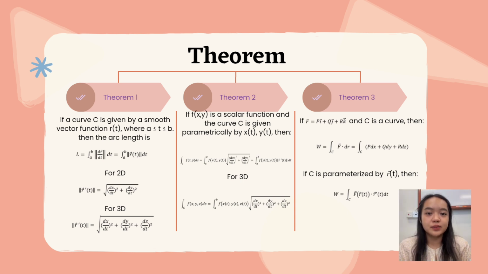For the second theorem, the formula can be written as this. The third theorem is for work done by a vector field. The work done by a vector field F along a curve can be written as this. Scalar line integrals are used to calculate quantities like mass, energy, or density along a curve. Vector line integrals are used to calculate the work done by a force on a particle along a certain path.